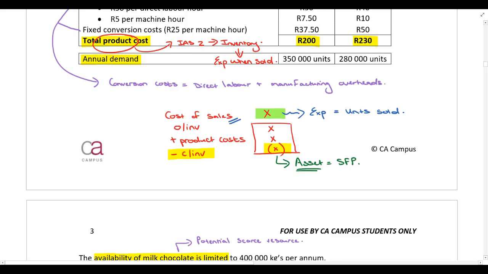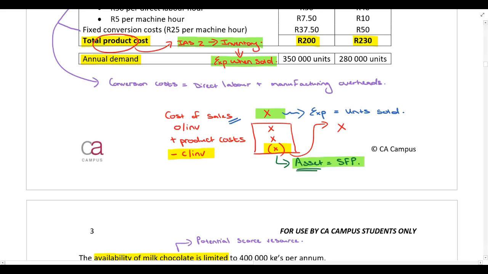So in future periods, the closing inventory will be added back as opening inventory and it will be expensed in the future when the inventory is actually sold. So that's just a further explanation. We already said in terms of IAS 2, all of the product costs are included in the value of inventory, and inventory sits as an asset on the statement of financial position. We only expense that inventory when it's sold.